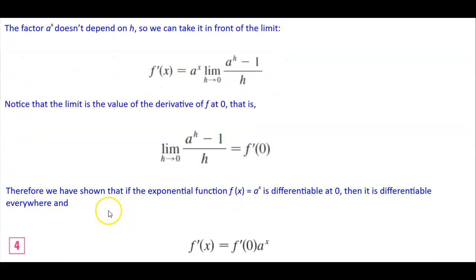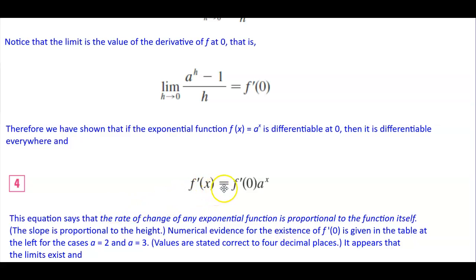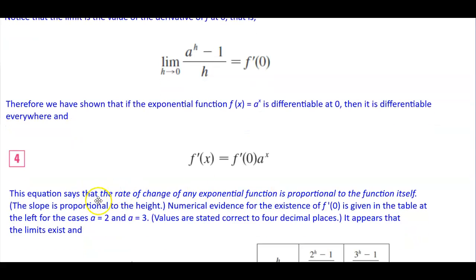So therefore we have shown that if the exponential function f of x is equal to a to the x is differentiable at 0, then it is differentiable everywhere. And therefore that gives us definition number 4. f prime of x is equal to f prime of 0 times a to the x. This equation says that the rate of change of any exponential function is proportional to the function itself. The slope is proportional to the height.